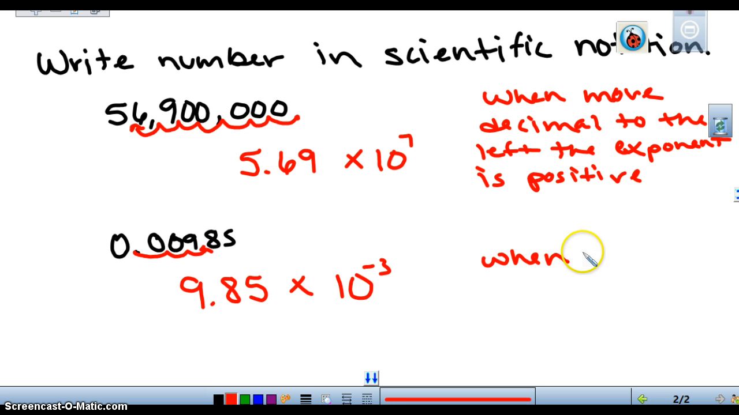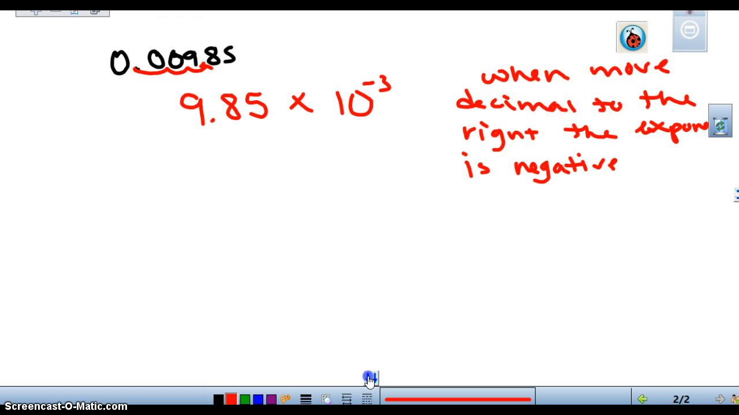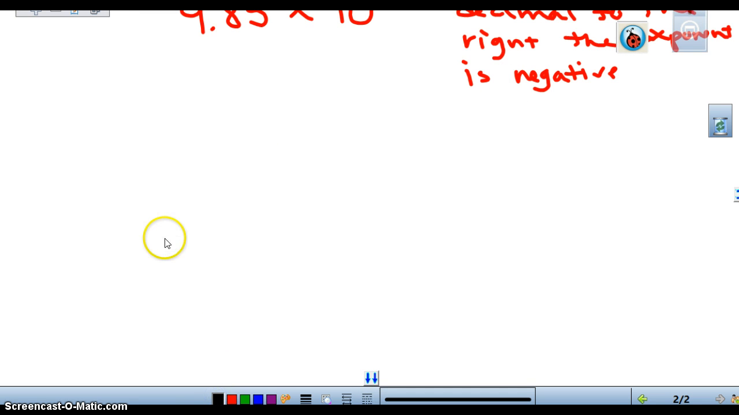When you move the decimal to the right, the exponent is negative. Now we're talking about writing a number from standard form to scientific notation, right? These rules apply. So let's say we have to write the number in standard notation.